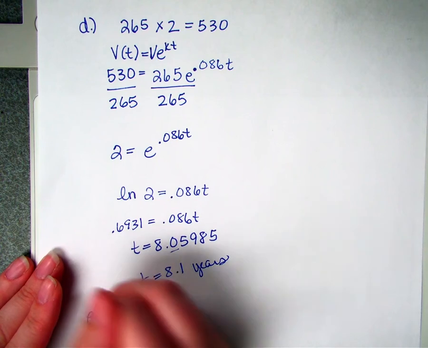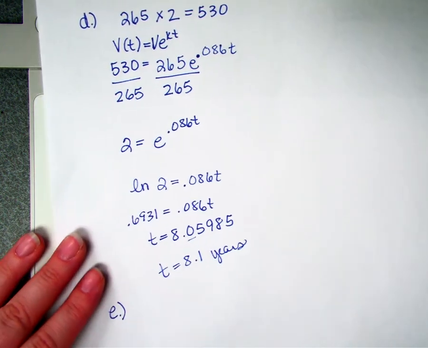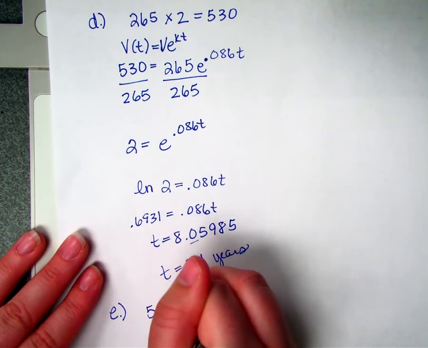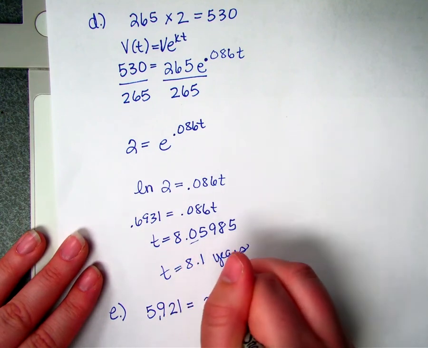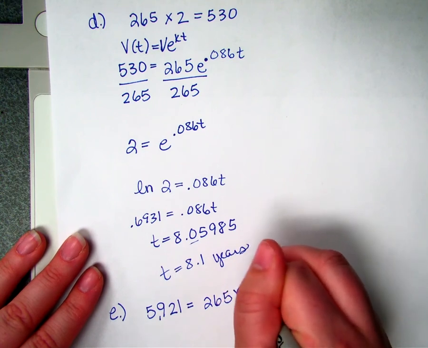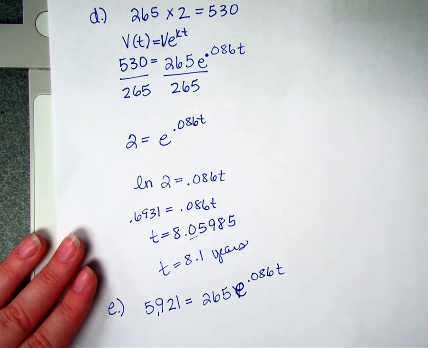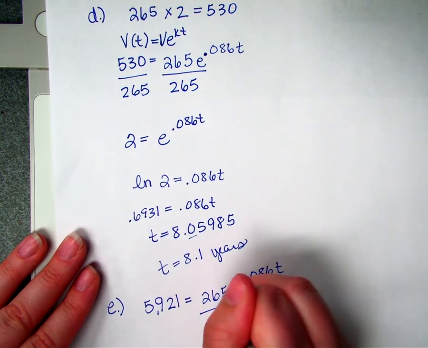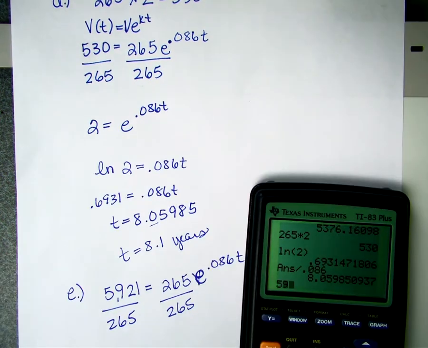The last part of this question, E, says, find the amount of time after which the value of the toy tractor will be $5,921. And we're asking for how long from this original $265 at a growth rate of 0.086. How long? So we're looking for t. So start by dividing everything by 265. So we have 5921 divided by 265.